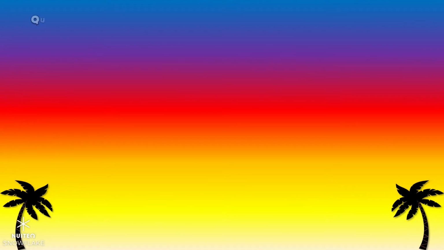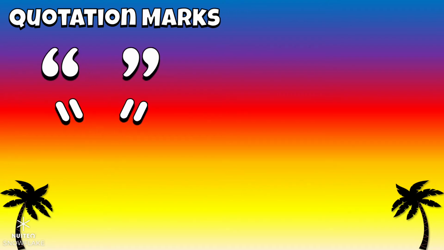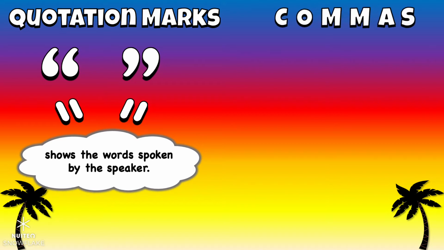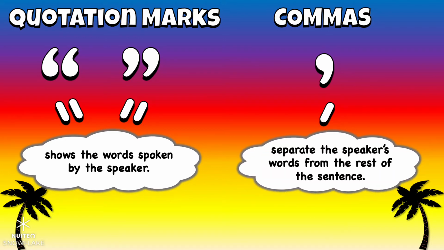Let's look at quotation marks. Quotation marks can look like this, or this. Quotation marks show the words spoken by the speaker. Often, we will also see commas in text with dialogue. Commas look like this, or this. Commas separate the speaker's words from the rest of the sentence.